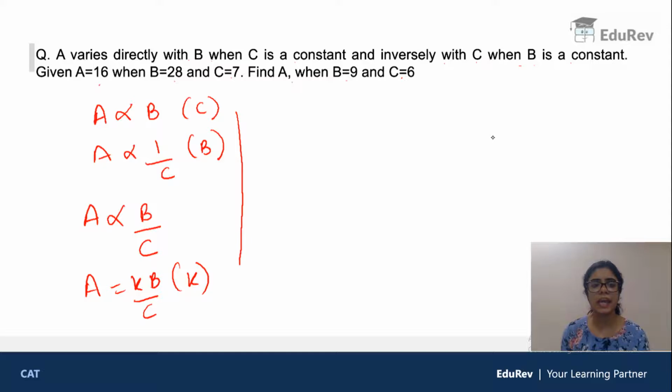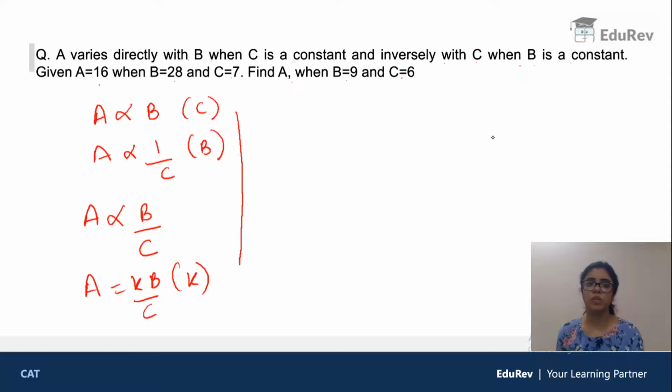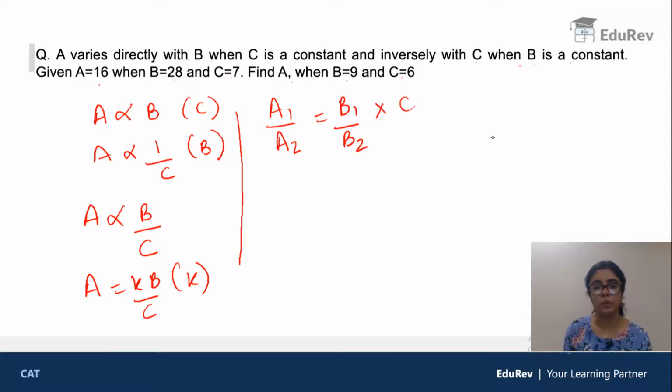But I am saying this K is not even required because, as we saw in the concept, your K gets cancelled when you take the ratio. So in this case also your K will get cancelled. So basically you have A1 upon A2 is equal to B1 upon B2 into C2 upon C1. Okay? So when A1 is 16, your B1 is 28 and your C1 is 7.